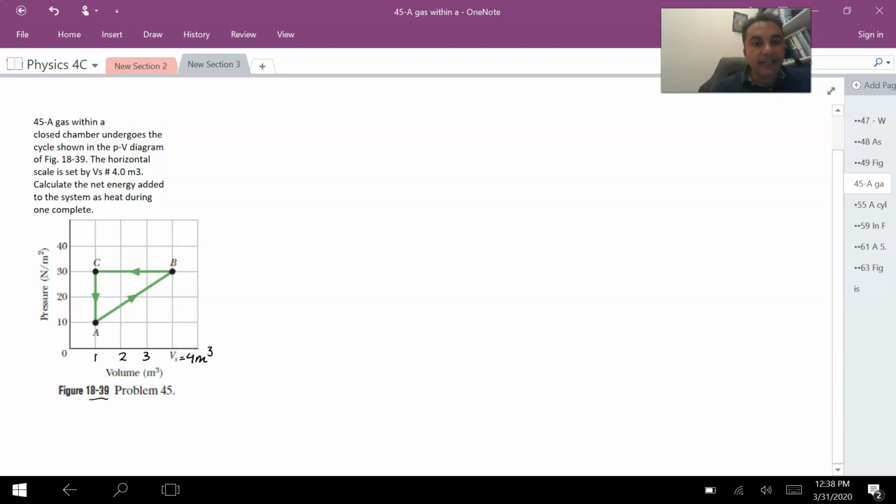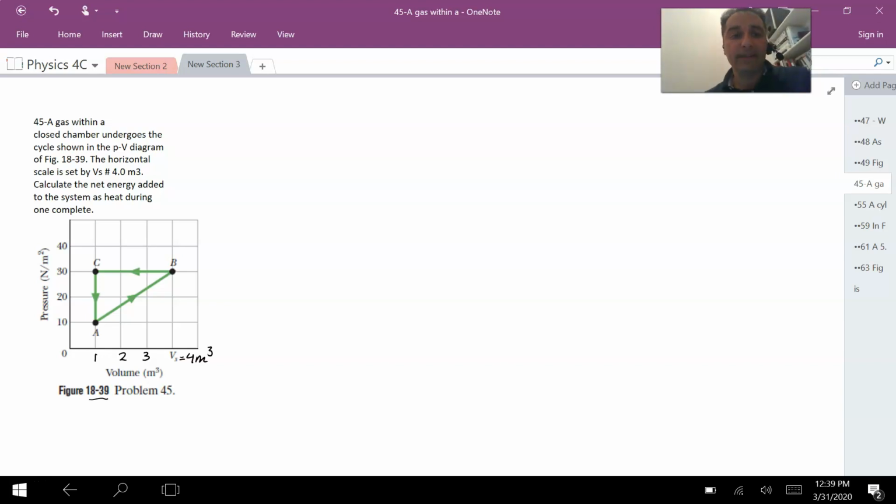Calculate the net energy added to the system as heat during one complete cycle. Pay attention. It says calculate the net energy added to the system as heat during one complete cycle. Okay. Calculate the net energy added to the system as heat. Okay, so we have to find heat.